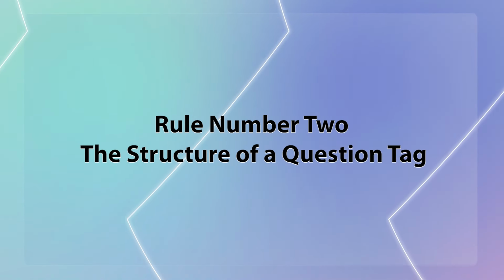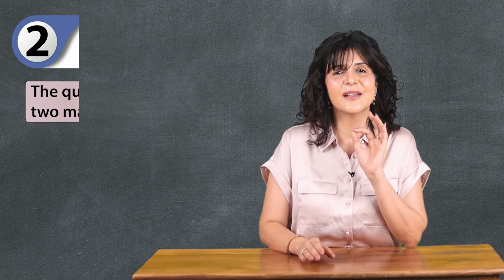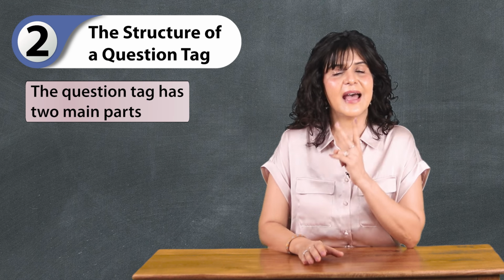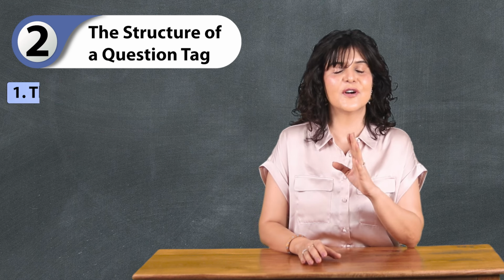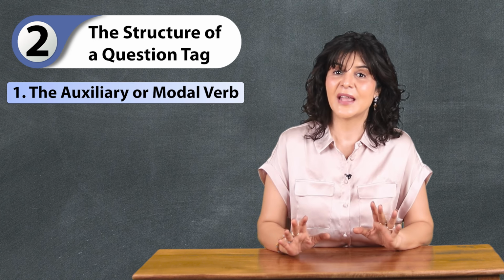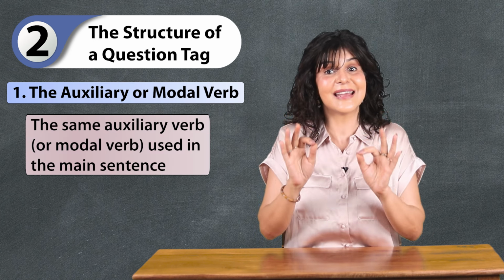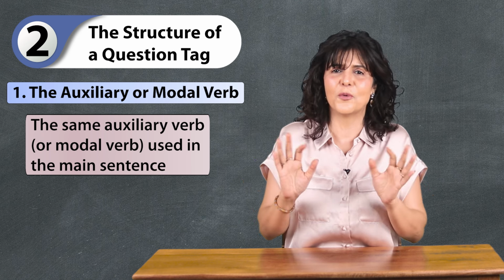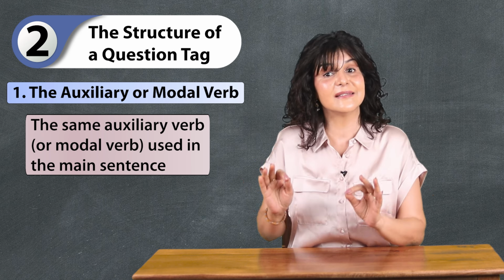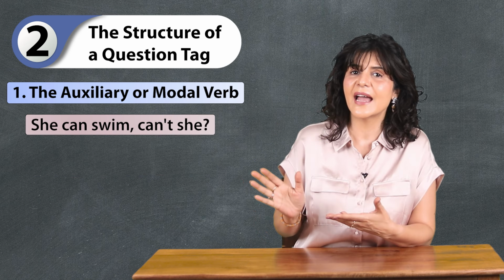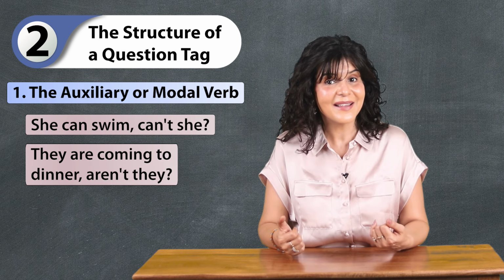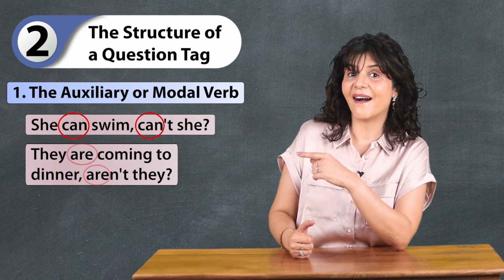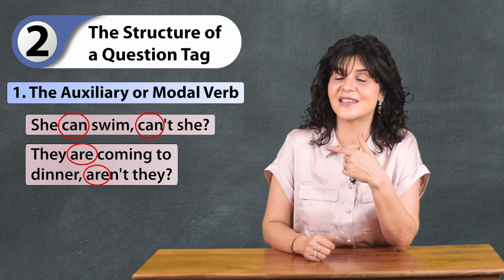Rule number 2, the structure of a question tag. The question tag has two main parts, an auxiliary or modal verb plus a pronoun. First, the auxiliary or modal verb. In the question tag, we use the same exact auxiliary verb or modal verb that we found in the main sentence. Example, she can swim, can't she? They are coming to dinner, aren't they? Notice how can and are repeated in the question tag.